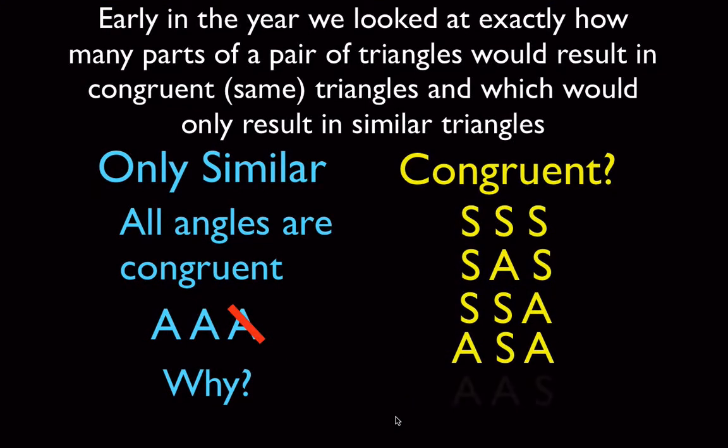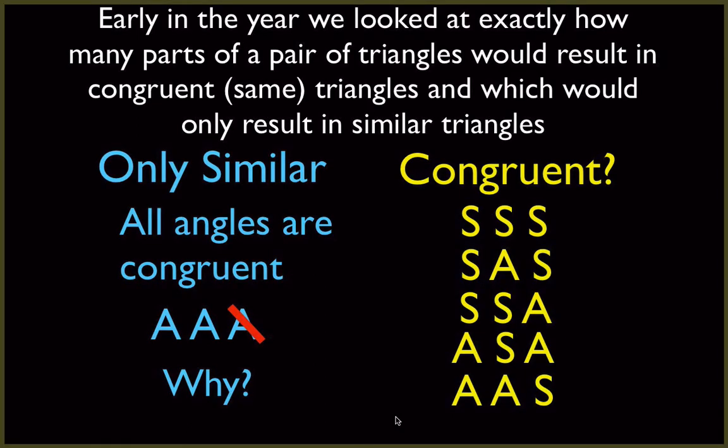And then lastly, angle, angle, side, which is now you have an angle connected to another angle, and the side is not in the middle of them. So here's your first angle, here's your second angle, and the side is connected to only one of the angles. That will always result in angle, angle, side.